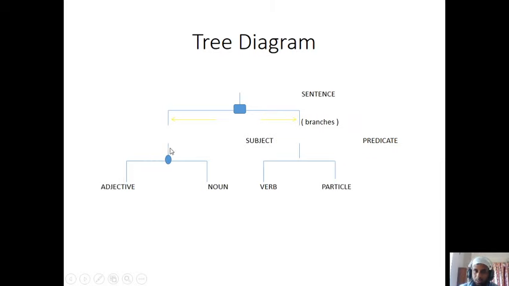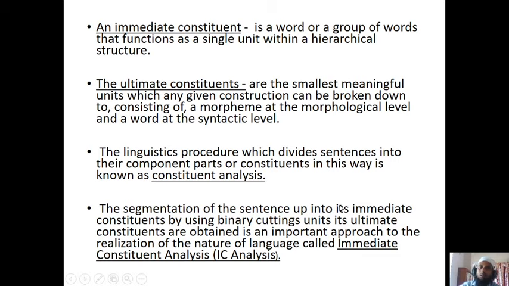Like here you have a subject, and here is a predicate, and then the subject consists of an adjective and a noun, Poor and John, and the predicate, this branch, consists of a verb and a particle, that is ran and away. So let us look at some definitions. An immediate constituent.